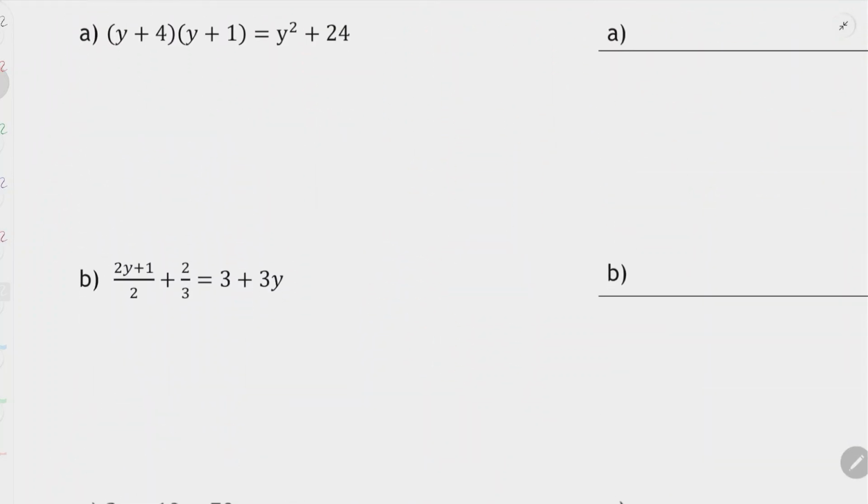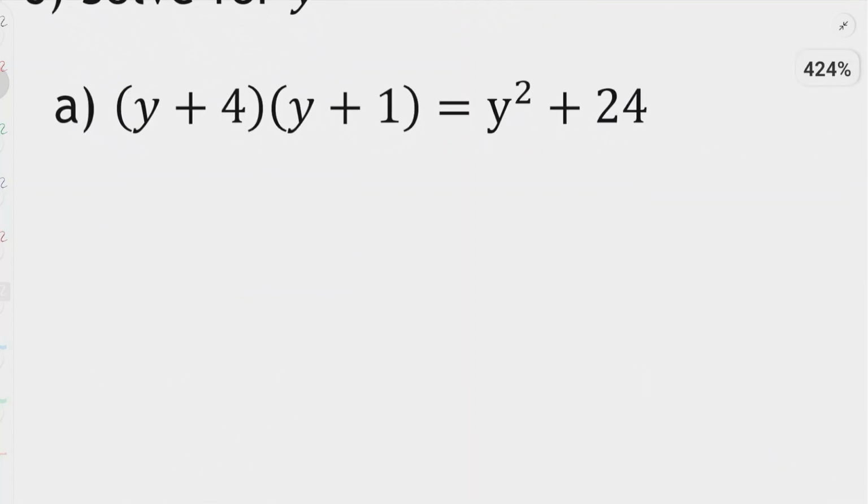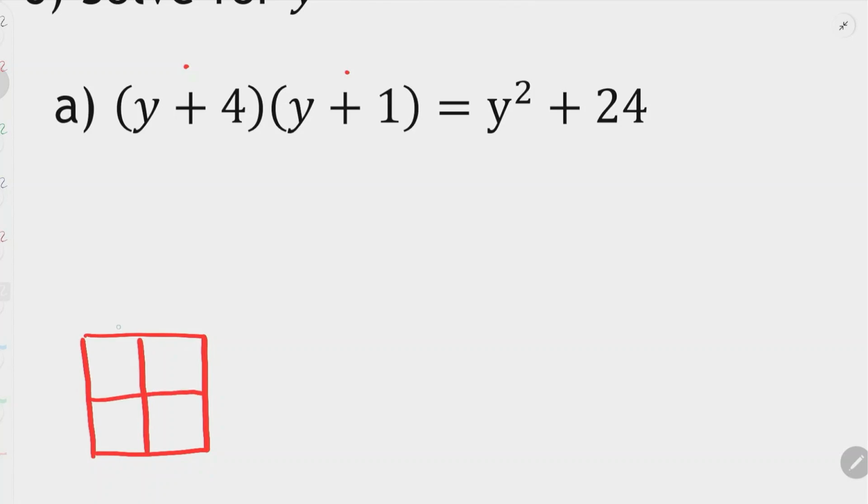And then the last question, question 6, there are 3 equations that we need to solve. On this first one, I'm going to rewrite this. I have a binomial times a binomial here. I know that these are binomials because I have addition between their terms. So I've got y plus 4 times y plus 1. One option is to consider a generic area model. Along the top, there's a distance of y plus a distance of 4 more, and down the side, a distance of y plus a distance of 1 more.